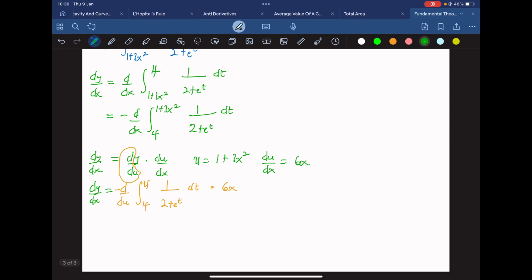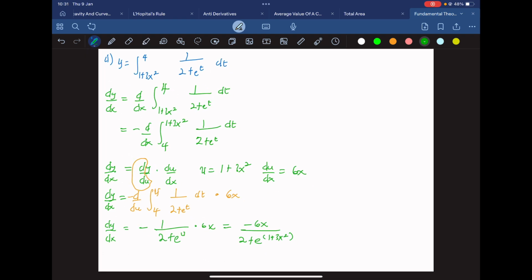So now we can go ahead. Our dy dx is equal to negative. Now, since this is a constant and this is a linear term, you can just replace t with u. So just have 1 over 2 plus e to the u multiplying 6x. If you multiply the numerators, you have just negative 6x out of 2 plus e to the u, but note that u is just 1 plus 3x squared. And this is your answer for the question.